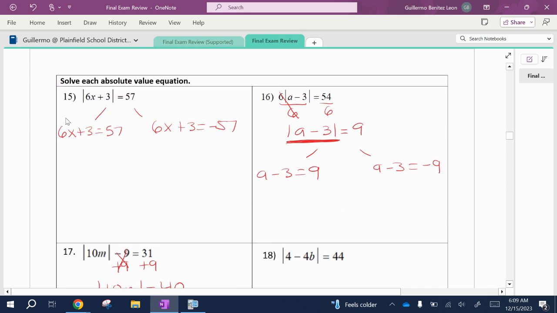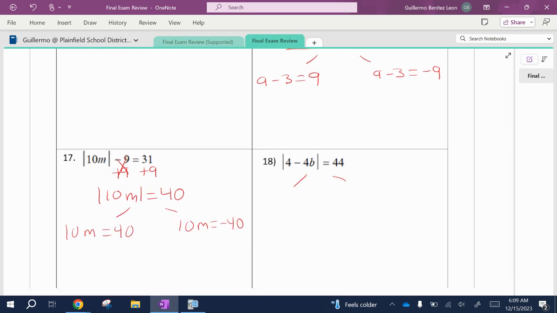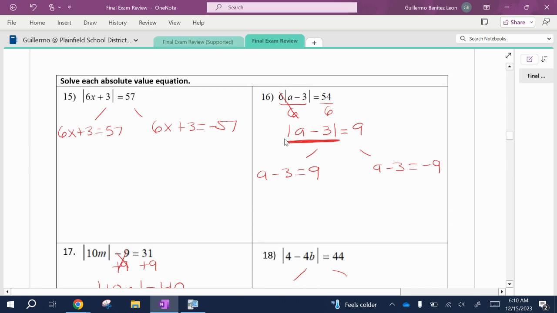18 is like number 15. I'm going to be completely honest with you and tell you what you see on the final is going to be more like 15 and 18, which is you're going to go straight into the two cases. 16 and 17 is me more reminding you of the process of isolating the absolute value. So again, the one on your final is going to be like 15 and 18, where you just go straight into the two cases. The absolute value will already be by itself.